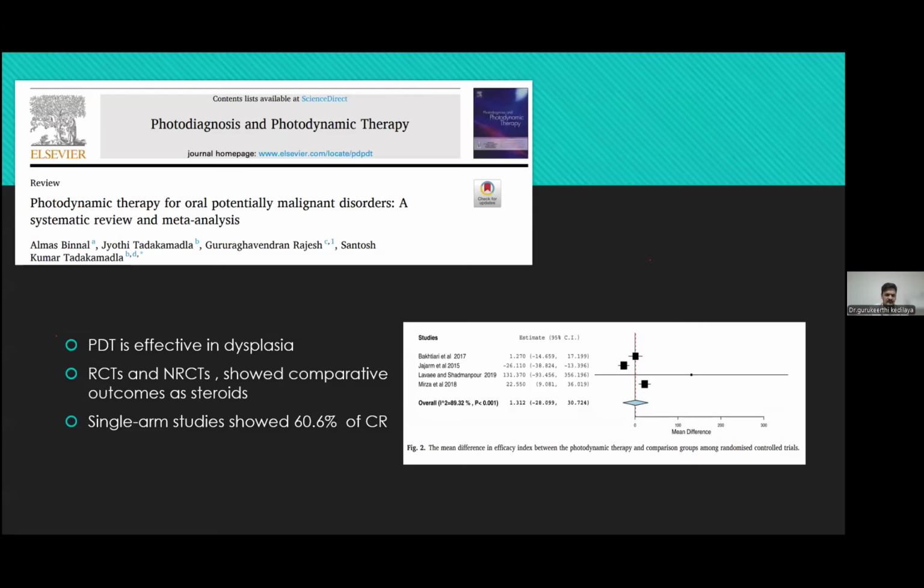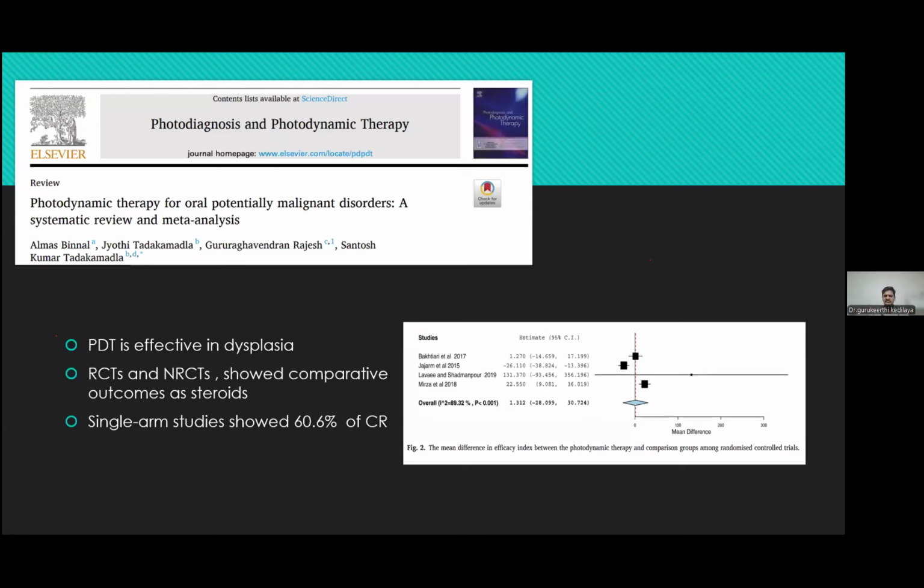So, a few words on photodynamic therapy. This is a systematic review and meta-analysis done by Binal et al., where they found that photodynamic therapy is effective in dysplasia, when the OPMD lesion with dysplasia is present. So PDT is an effective method.